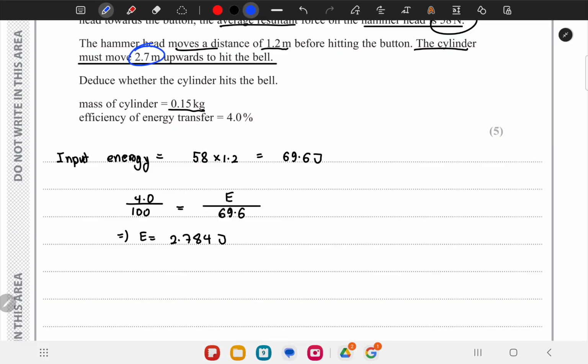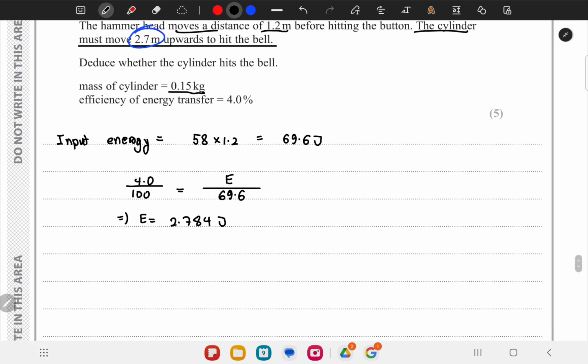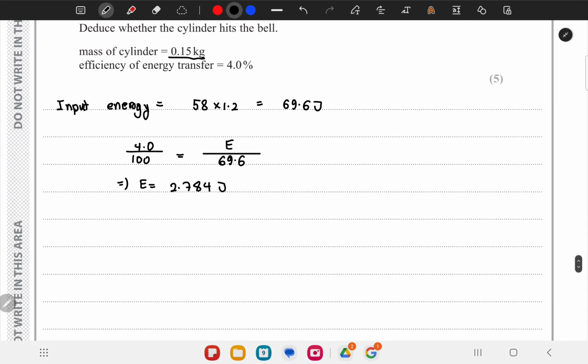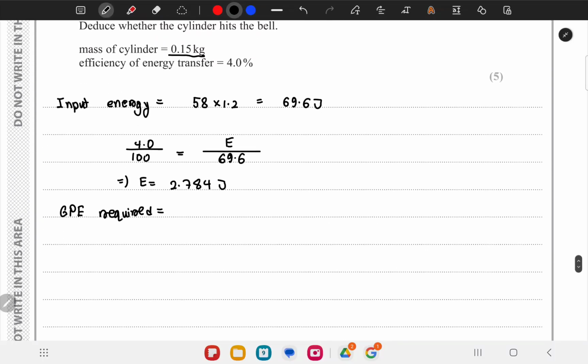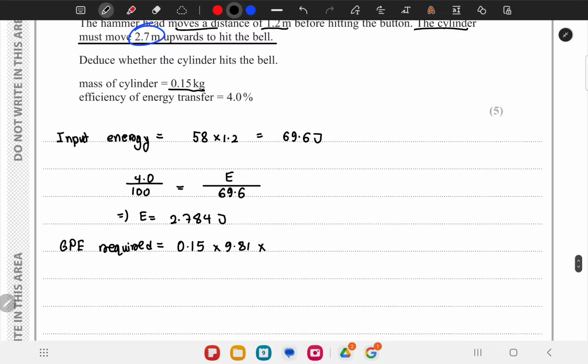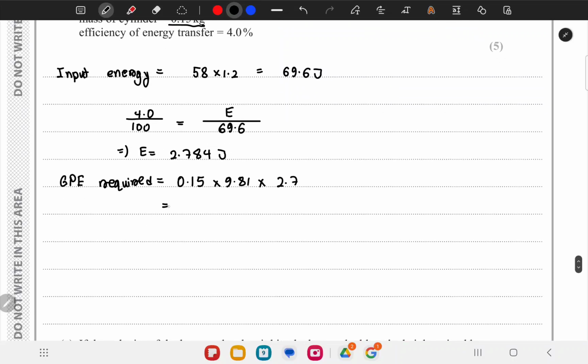Now the cylinder must move 2.7 meters upwards and the mass is given. So it must gain GPE to move upwards, and the GPE must be provided by this energy. So the GPE required for the bell to ring would be mgh. The mass is 0.15, then 9.81 for the gravitational field strength, and the height that it needs to move is 2.7 meters. If I calculate this, it will come out to be 3.97 joules. This is more than the energy we have.